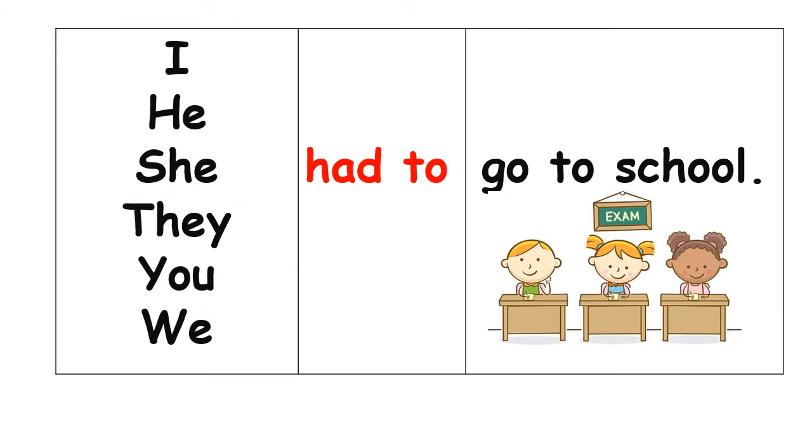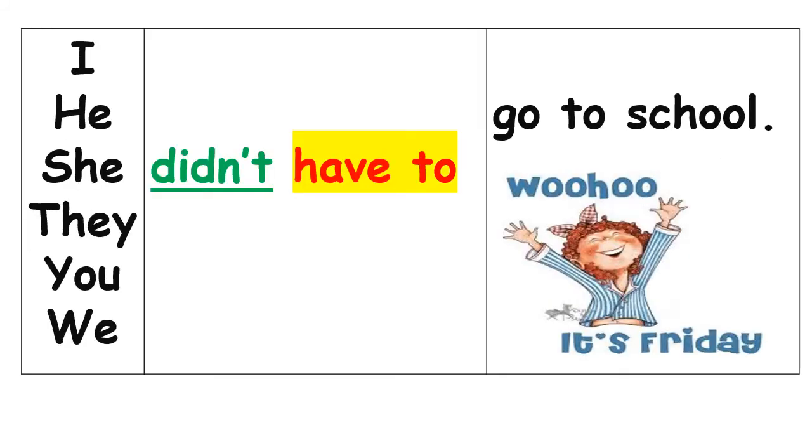Look here, we use I, he, she, they, you, we, plus had to go plus the verb to school. In the negative form, we use I, he, she, they, you, we, didn't, plus have to. Pay attention to have to. Didn't have to. The negative form of had to is didn't have to. Go to school. It's a Friday.